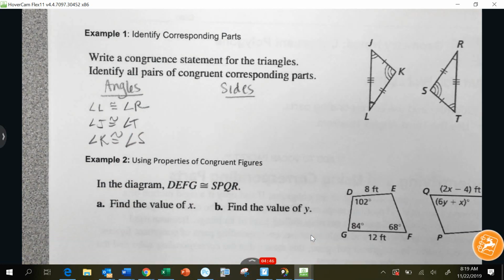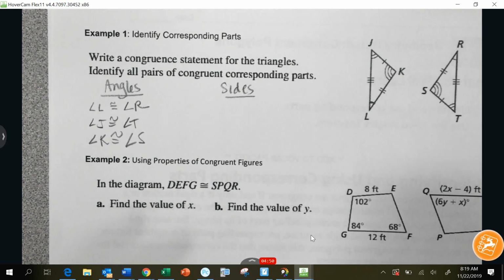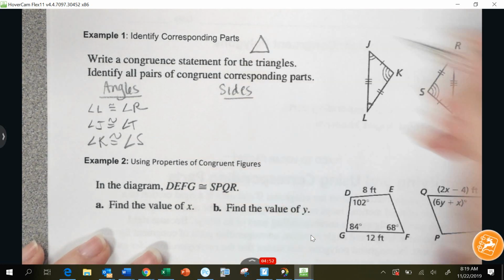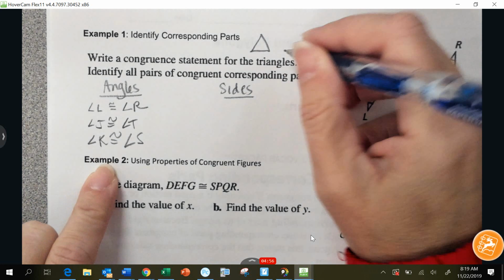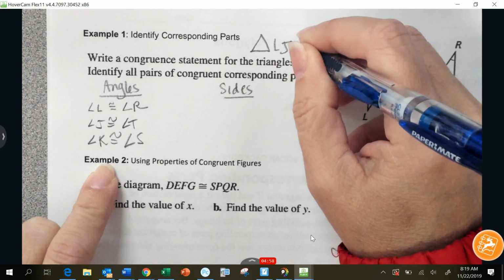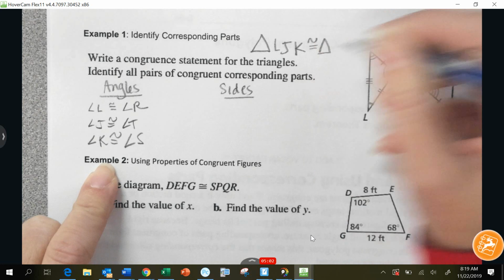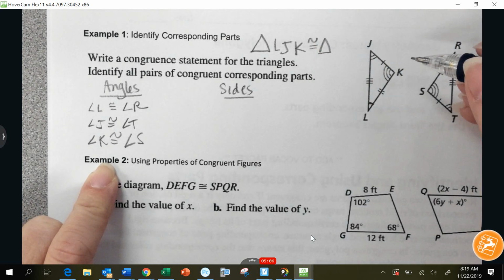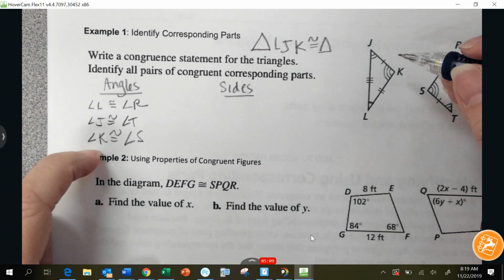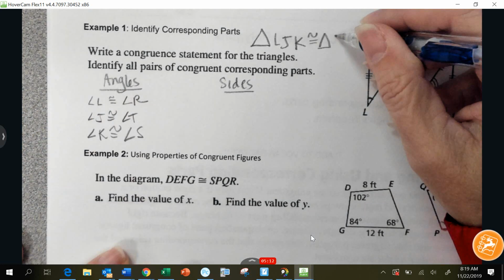Now before I do the sides, could we write a congruent statement? Triangle, I'm just going to go in this order, LJK, yeah, is congruent to triangle, what will be the next three letters? If I do LJK, I'm going to have to go in the same order. RTS, right.